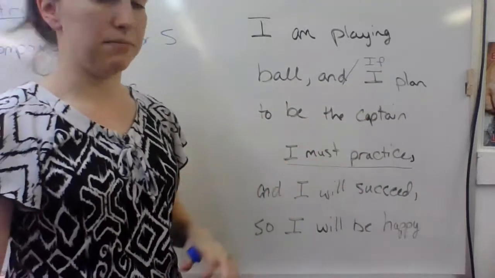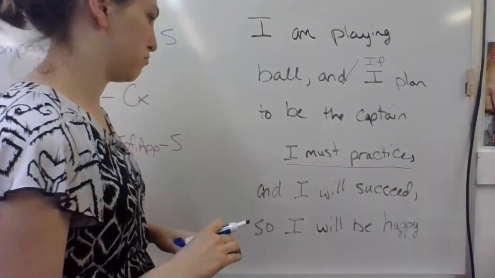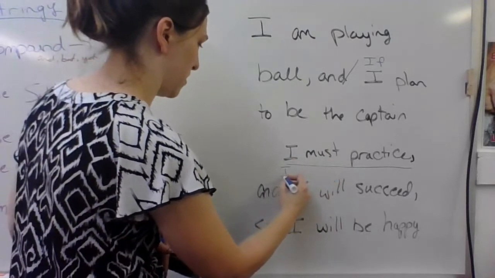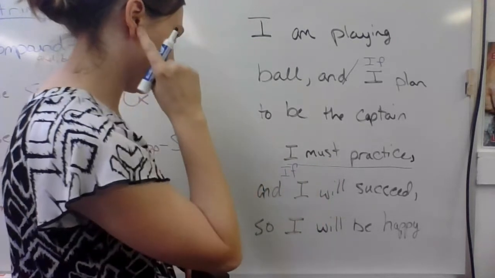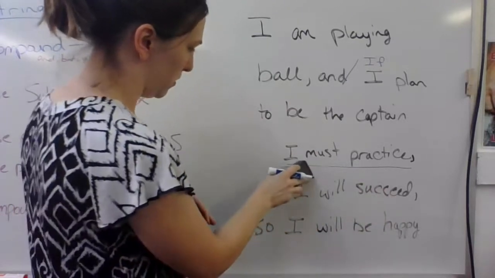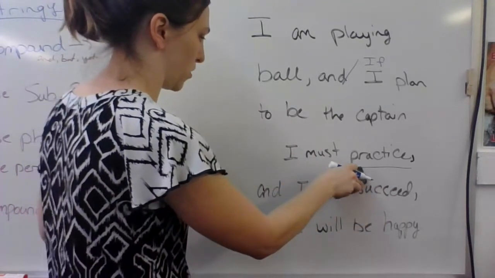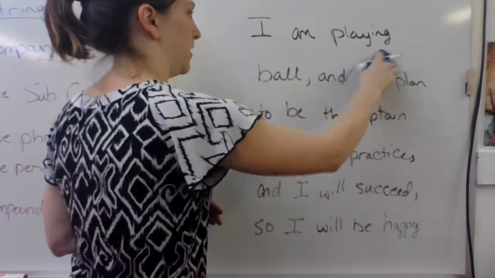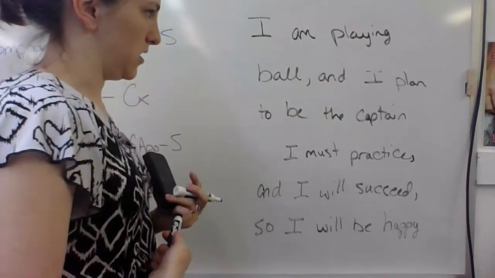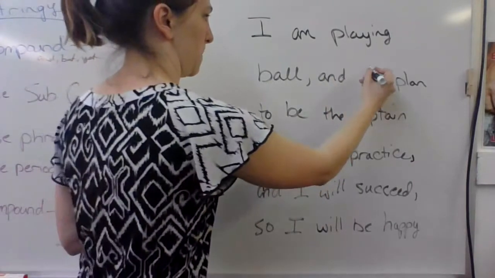If I plan to be captain, I must practice. Okay, we can do it down here too. If I plan to succeed, I must practice. So you know, just depending on what you want to say, you can work with the sentences. Okay, that would be subordinating the sentences, using a subordinating conjunction.